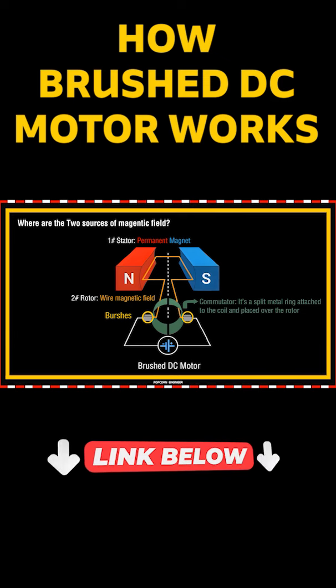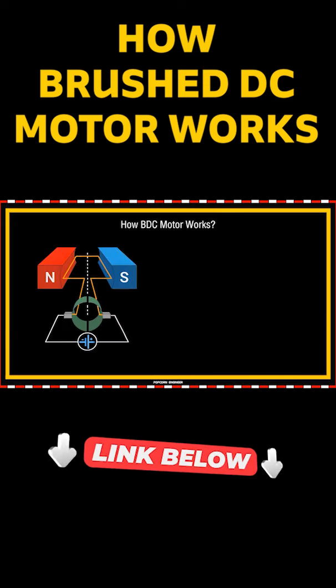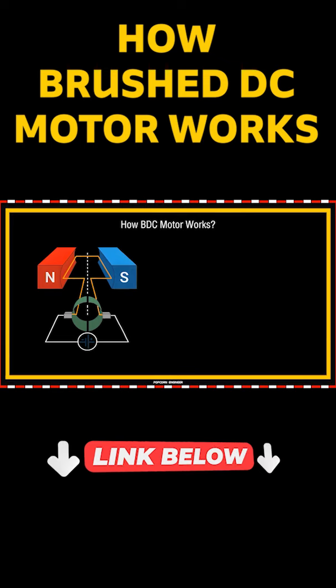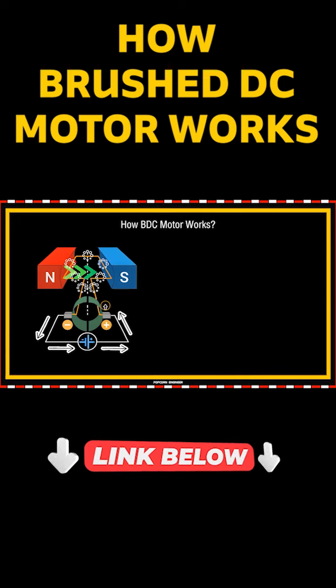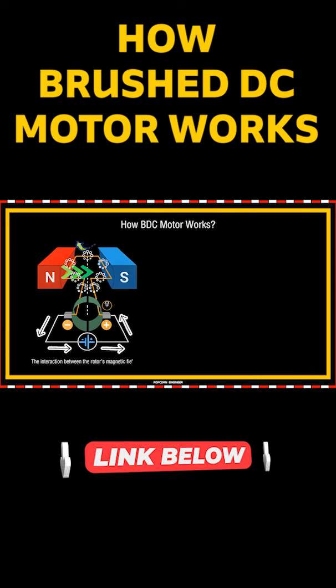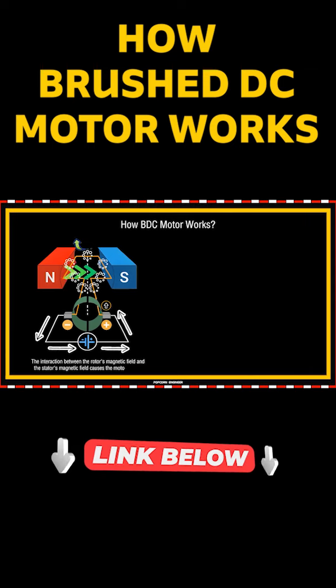Well, let's see how a brushed DC motor spins then. When DC power is applied, current flows from the power source through the brushes, then into the commutator and finally into the coil. The rotor coil gets energized and creates a magnetic field in the coil, which interacts with the stator magnets, causing attraction and repulsion and making the rotor rotate, so that its north and south poles align with the stator south and north poles respectively. In short, the interaction between the rotor's magnetic field and the stator's magnetic field causes the motor to spin.